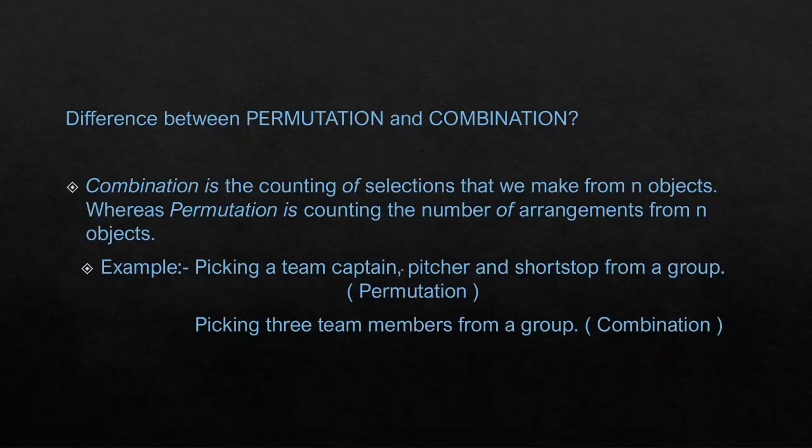Difference between permutation and combination. We'll get on to this in detail later on, but for now let us just read it once. Combination is the counting of selections. Whenever the word selection comes into question, it has to click in our mind that it is about combination. Whereas permutation is counting the number of arrangements. The key word for permutations is arrangements. These are the two examples of permutations and combinations.